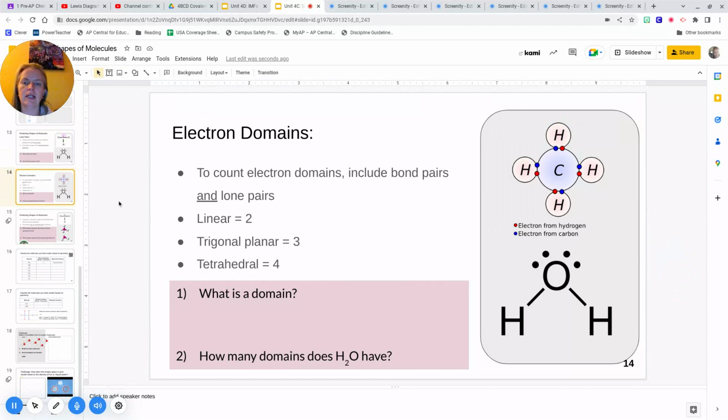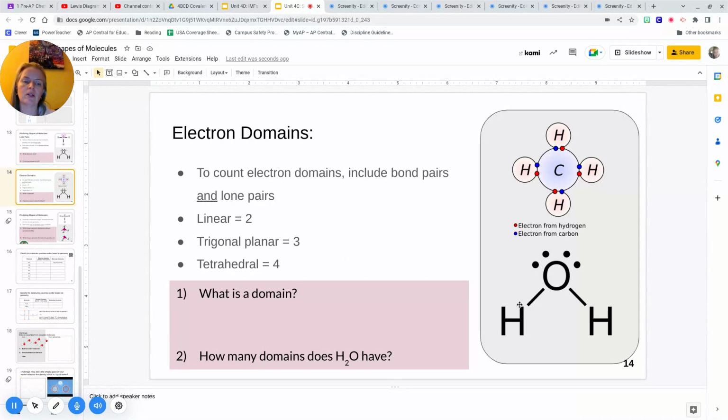If you look at the next slide, you'll see that we can also call these regions electron domains. Electron domains include both the bonded electrons and the lone pairs. Most of the time, the elements that we study are going to have 4 electron domains. So for example, CH4 has 4 bonds, and those are its electron domains. So it would be tetrahedral.